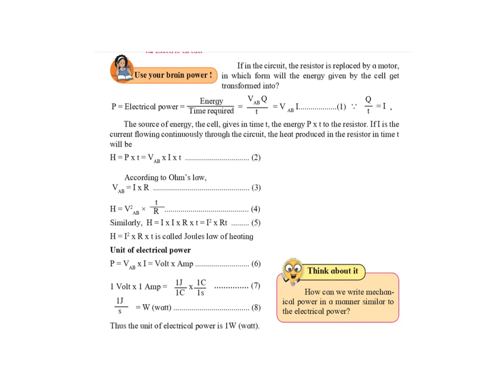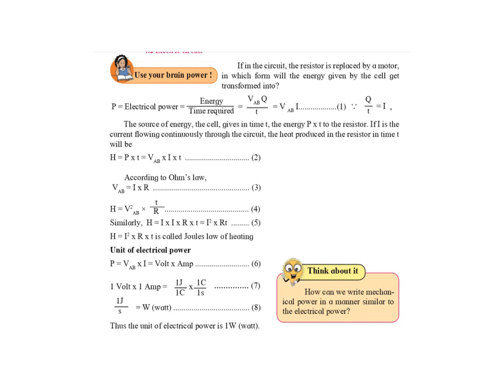The next we see is a derivation of Joule's law. Now we know that power is equal to energy or work upon time. Now we saw that work is equal to V into Q. So therefore P becomes V × Q / t. But again we know that Q / t is equal to I. So the first equation becomes P = V × I, where P is the power, V is the potential difference, and I is the current.